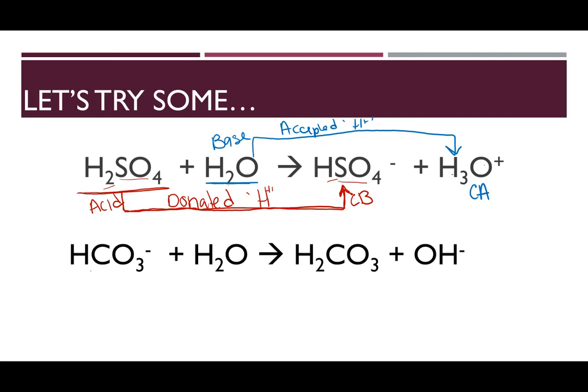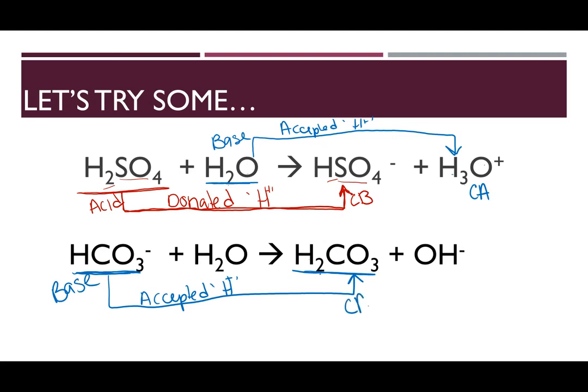The next one, a little tricky here. You might have looked at this and said, oh, it begins with a hydrogen. It must be an acid. So then you linked it to the other side. So we see this CO3 polyatomic, CO3 polyatomic. What's the difference between HCO3 and H2CO3? Yeah, this guy accepted a proton, right? Oh, so this guy must have been the base. And this is the conjugate acid.